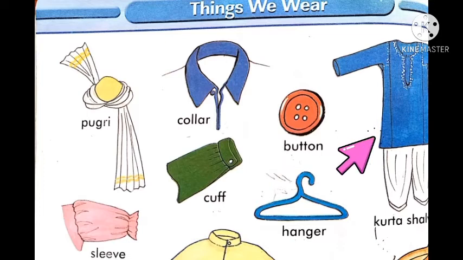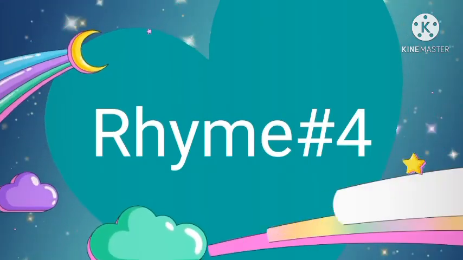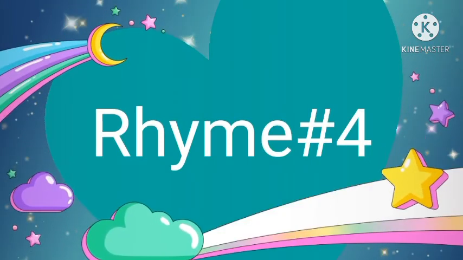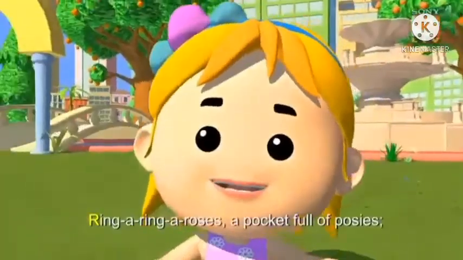Next is kurta shalwar. Next is cuff. Next is sleeve. Next picture is hanger. What is this? Hanger. Dear students, now you have to learn rhyme number 4.